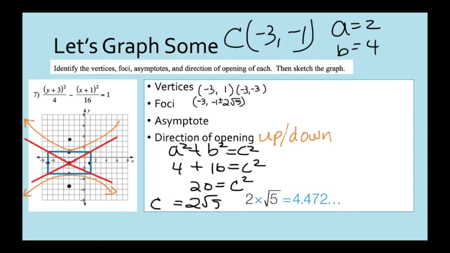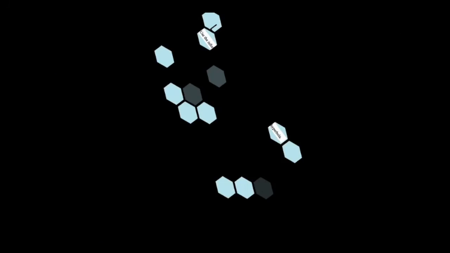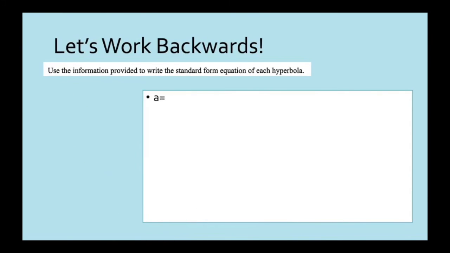I have decided that on any of the ones where we're shifting, I have exempted you from finding the asymptotes. So we are finished with this one. We have found all of our information. We're going to move to the next one. Now we're going to work backwards. I am going to give you information and you're going to find the equation.